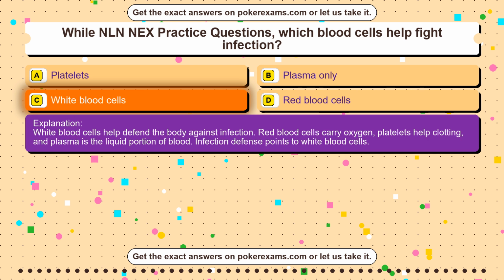White blood cells help defend the body against infection. Red blood cells carry oxygen, platelets help clotting, and plasma is the liquid portion of blood. Infection defense points to white blood cells.